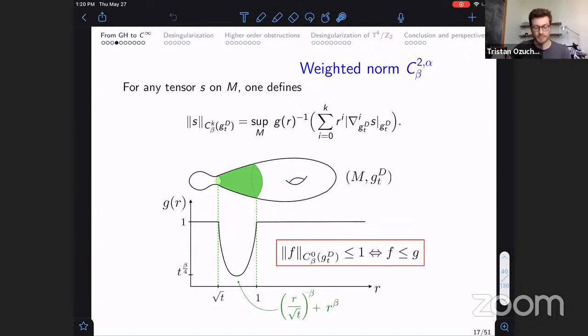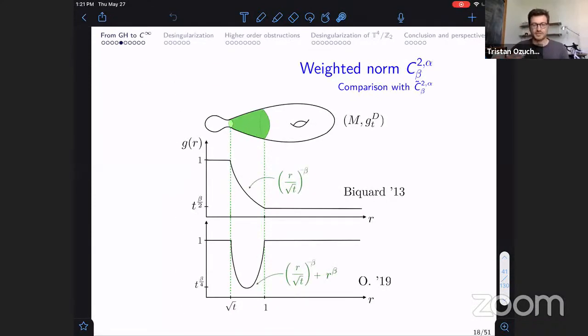So you're asking for a polynomial decay in the neck region, and this is a double weight, and it's important in all of the work to have a double weight, and that's what makes it possible to completely decouple the analysis here and have on one side the analysis on the ALE, and on the other side the analysis on the orbifold. And I should mention that Richard Bamler has used similar norms in a different setting, in the construction of metrics in higher dimensions.